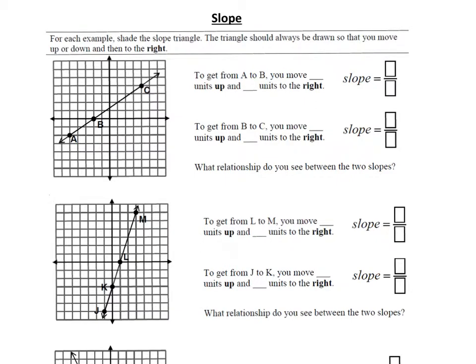So to get from A to B. The reason they want you to shade the triangle is just to make sure that you are able to see what you're working with. Okay, so there's AB. You don't have to shade it. I like to just because it makes it easier for me. So to get from A to B, notice that you're starting at A. You're going to move up 1, 2 units.